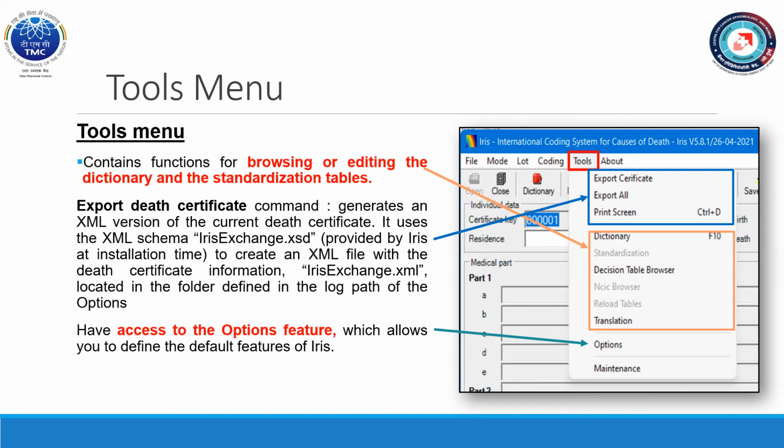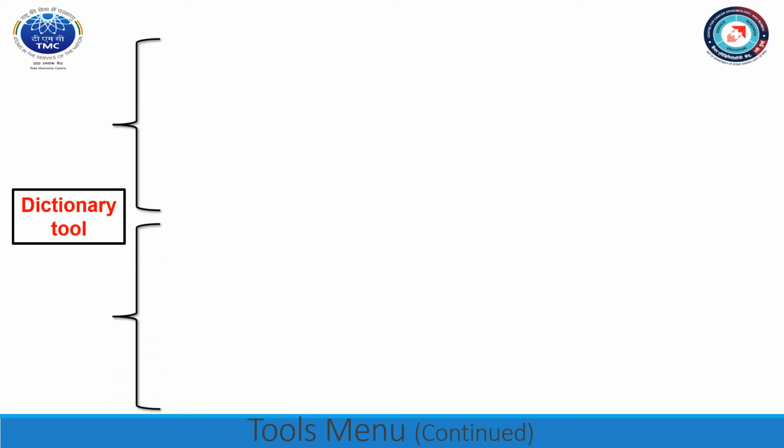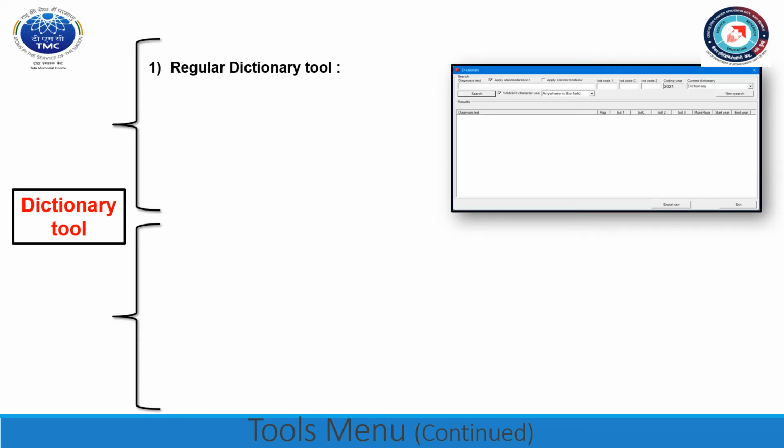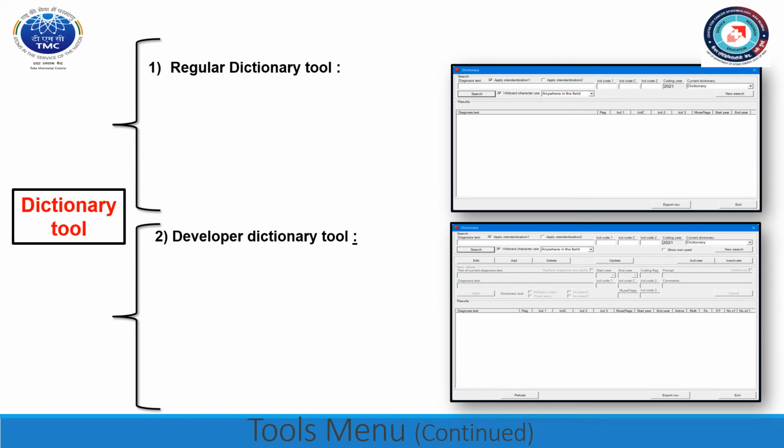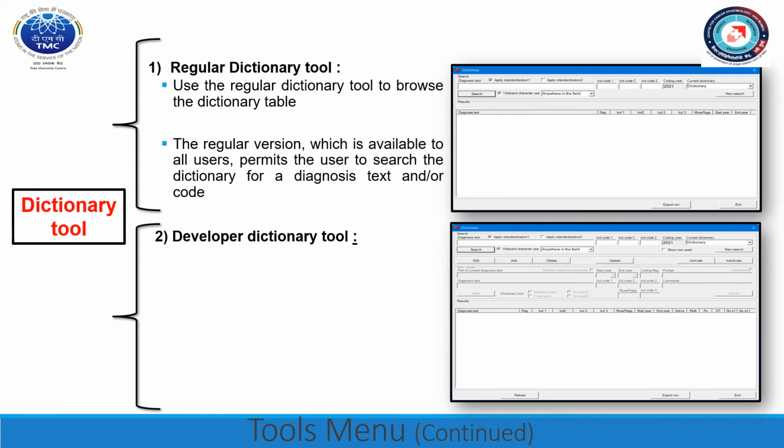Dictionary tool. There are two versions of the dictionary tool available. First is the regular dictionary tool. Second is the developer dictionary tool. You can use the regular dictionary tool to browse the dictionary table. The regular version, which is available to all users, permits the user to search the dictionary for a diagnosis text and/or code.